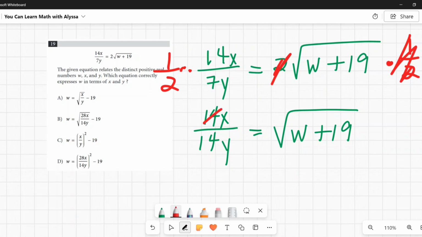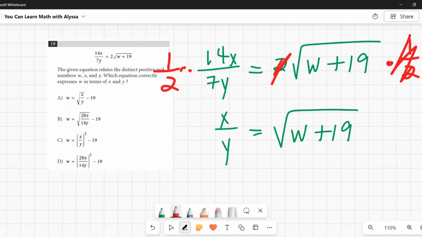14 and 14 on top. So 14 goes into 14 one time, 14 goes into 14 one time. So it's just 1 and 1, and essentially I am left with, there you go, just x and y. X and y is what I am left with. So x over y equals the square root of w plus 19.